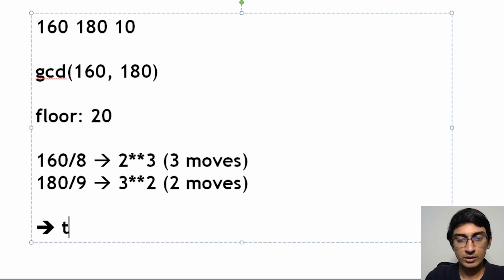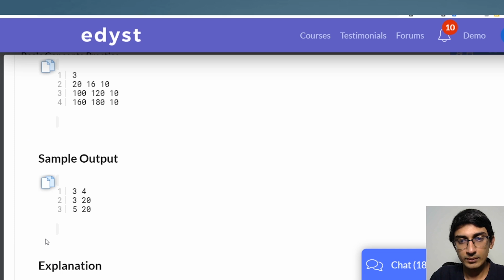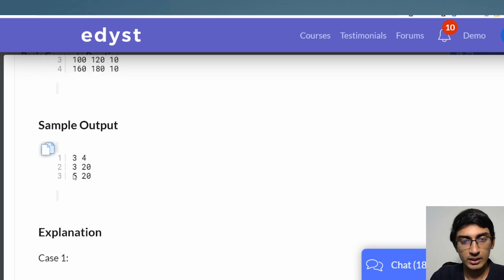So we have total moves as 5 moves, and the floor that we are reaching is 20. So is that the answer that we have got? Yes, that's the answer over here, 520, right? 520, that's the answer that we have got.